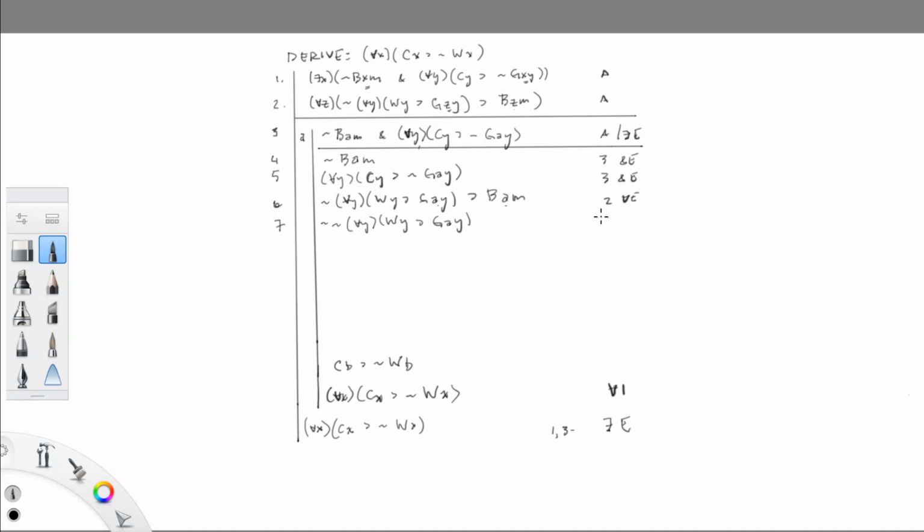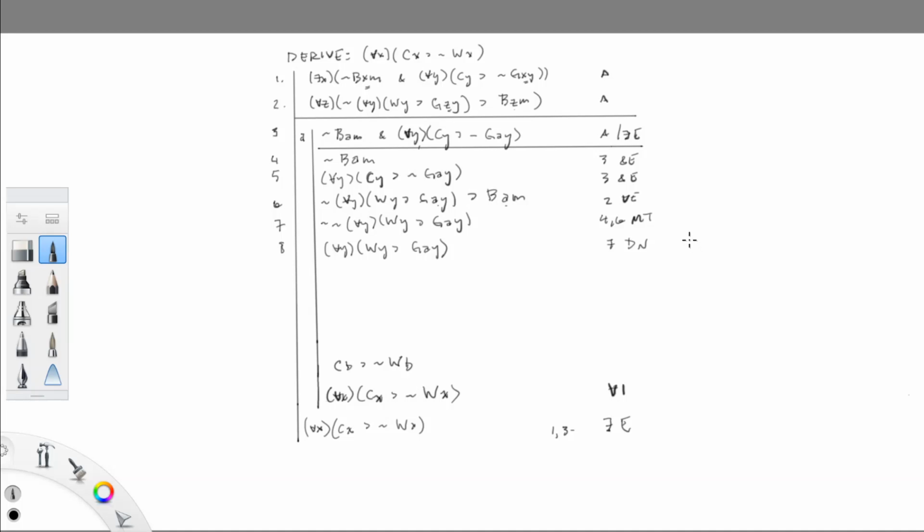So this comes from 4 and 6, modus tollens. I'm going to go ahead and drop both of those negation signs. For all y, if Wy, then Gay. That's line 7, double negation.